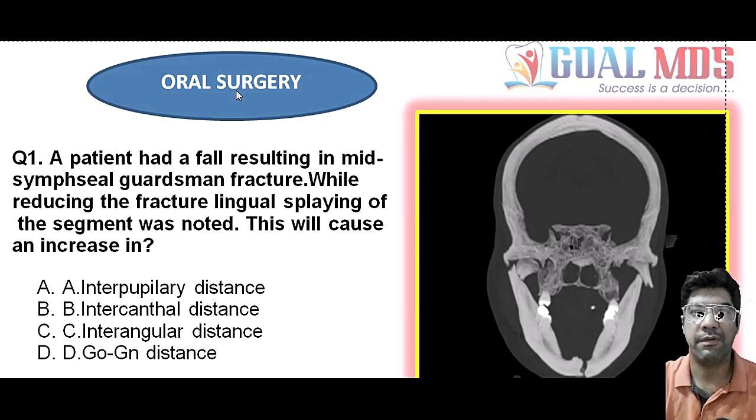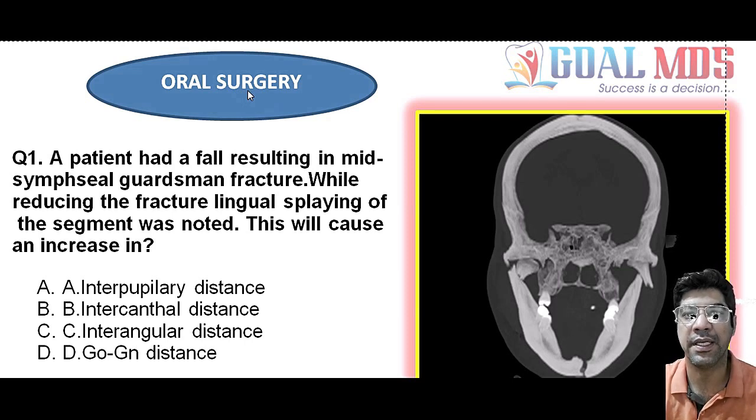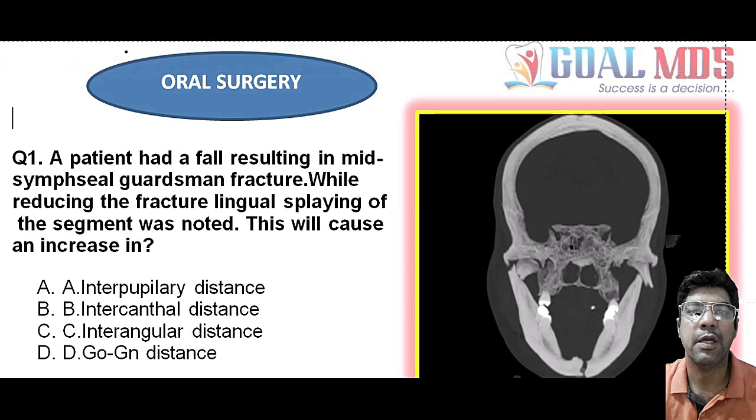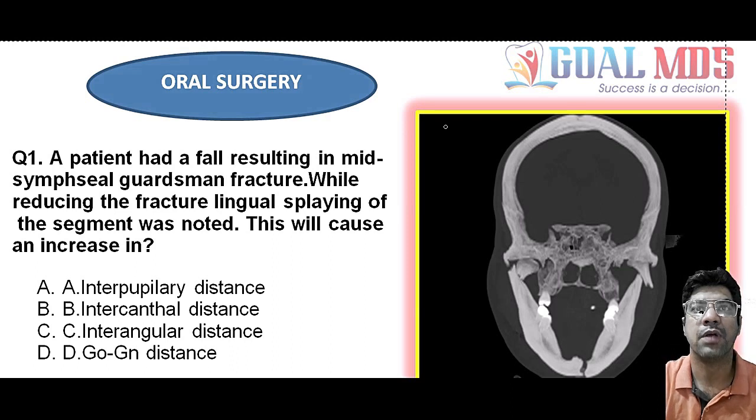Hello students, our today's subject is oral surgery. Let us discuss the MCQ. The first question is: the patient had a fall resulting in a mid-symphyseal Guerin's fracture. While reducing the fracture, lingual splaying of the segment was noted. This will cause an increase in, so the answer is C, the interangular distance.